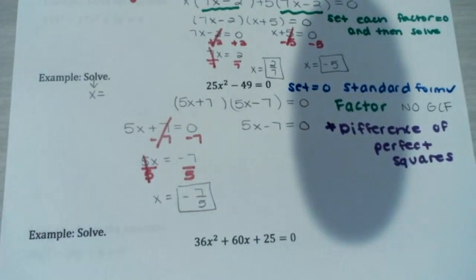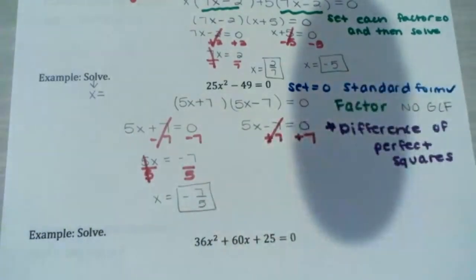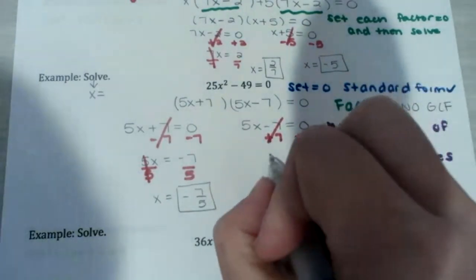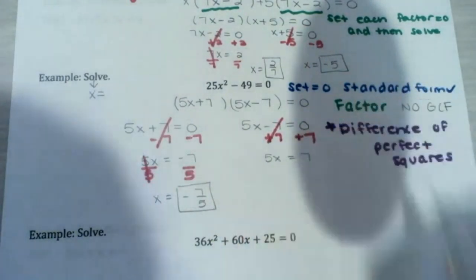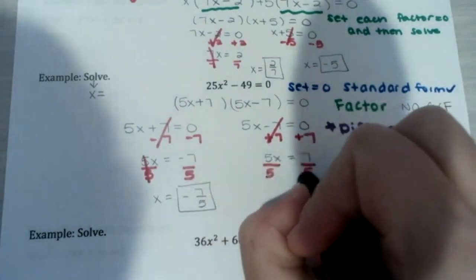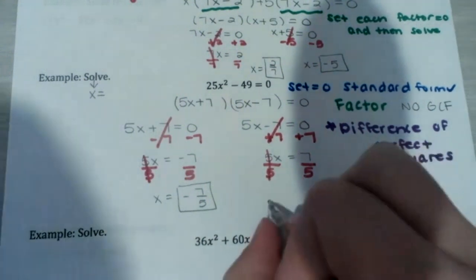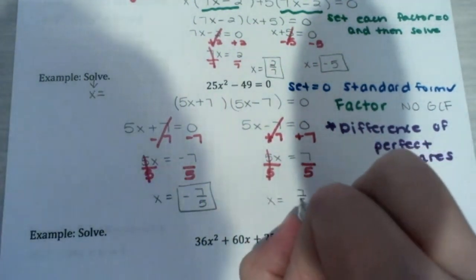Same thing over here, getting x by itself. We could add 7 to both sides. Those cancel. We have 5x equals 7. Dividing both sides by 5. 5's cancel. We're left with x equals positive 7/5.